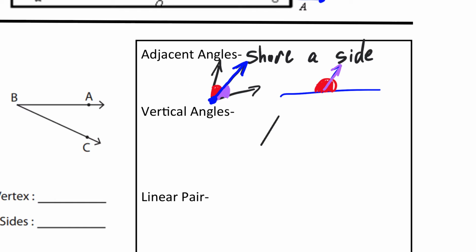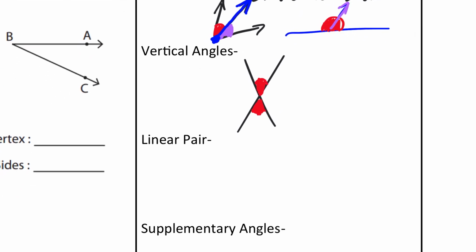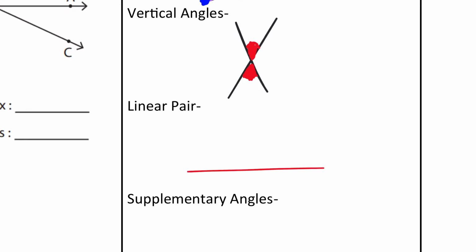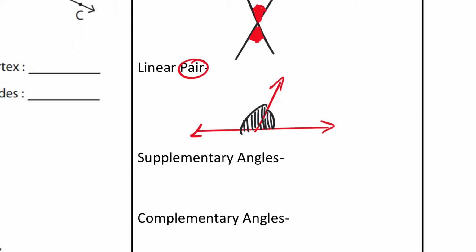Okay, vertical angles, I'm just going to draw a picture. It's where you have an X, like a perfect X, and it's the angles across from each other. What do we know about those angles? Always congruent. Okay, linear pair, I just drew that. I'll draw another one. So like this angle right here and this angle right here. Remember, those are a linear pair because together, that pair makes a straight line down here. Yep, supplementary, they add up to 180.